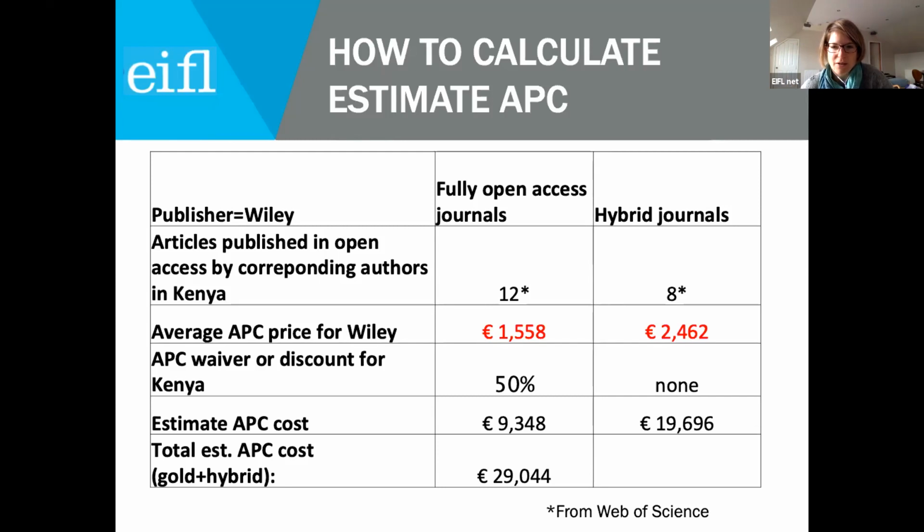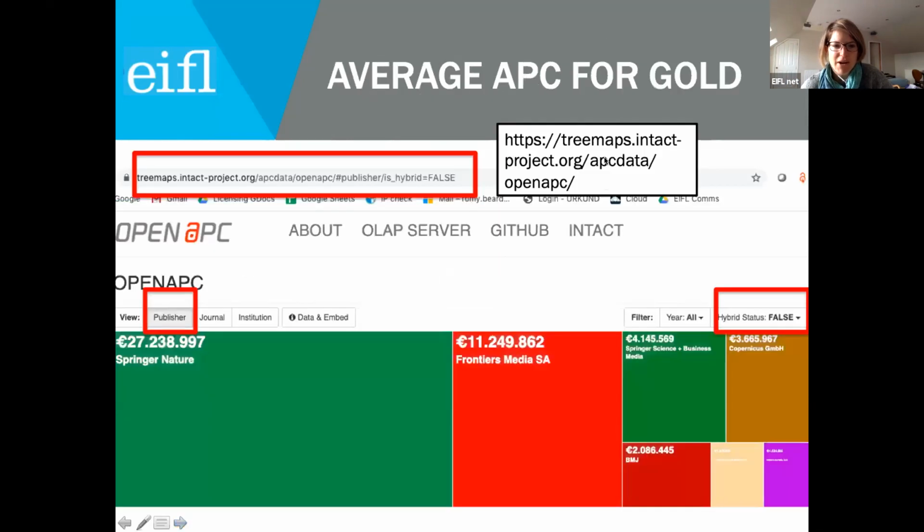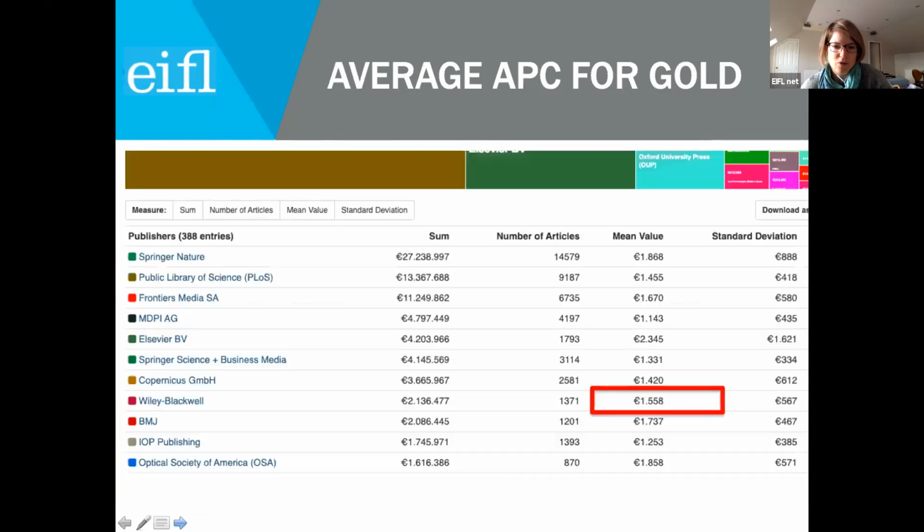For those that aren't familiar with Open APC, I've added a couple of screenshots. If you go to the tree maps on Open APC and select publisher and hybrid status false, this gives you the data for gold open access, and you can scroll down and see the mean value for each publisher. That's the value I've worked with. It's only the mean value of everyone who has submitted to Open APC, but I think it gives you a pretty good indication of what the average, standard, non-discounted APC would be.